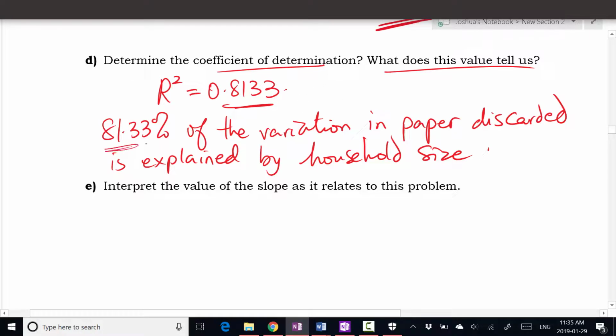So if 81.33% is explained, we can subtract that from 1. That will give us 0.1867. So about 18.67% is unexplained.